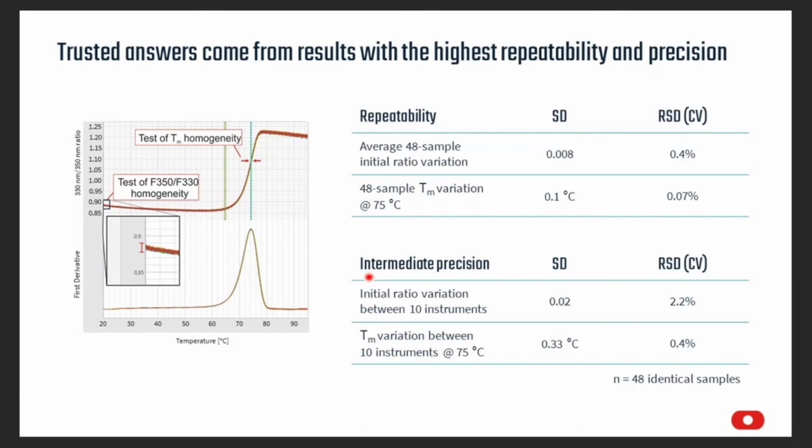Of course, you want to ensure that the results achieved in your lab are similar, relatable, and comparable to the results achieved in your collaborator's or partner's lab as well, right? And this is where the intermediate precision comes in. So here, if we look at the difference between 10 different instruments, the standard deviation, the confidence of the Tms, is still within 0.3 of a degree Celsius, and that initial ratio, which is used for detecting the conformational stability and the unfolding of a molecule, is within 0.02.